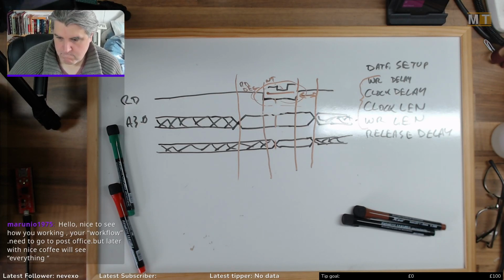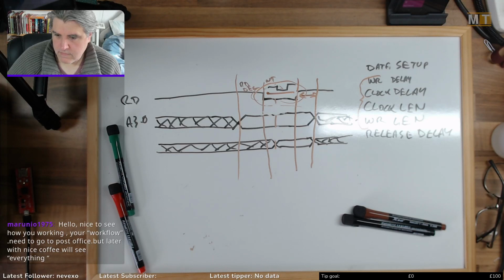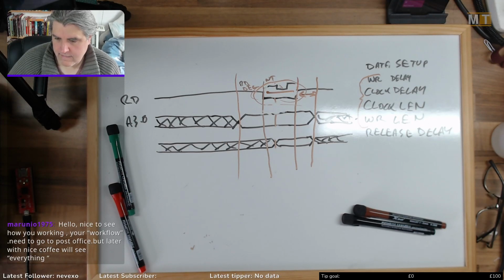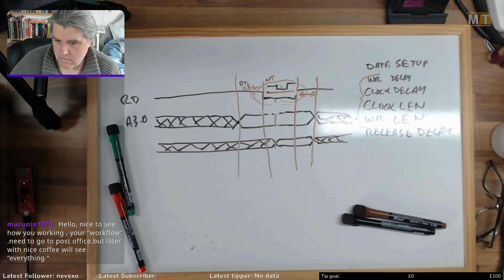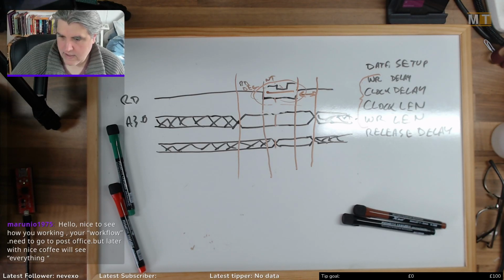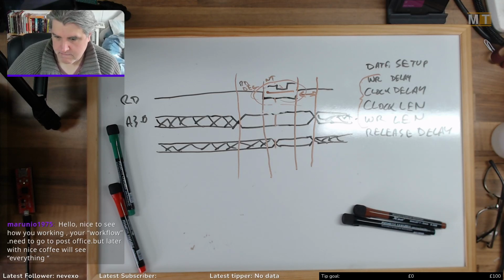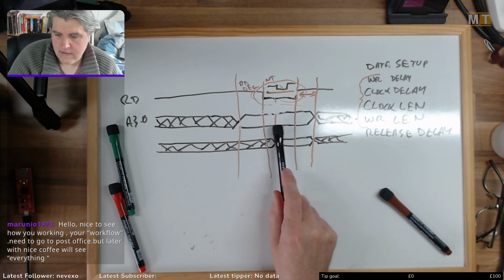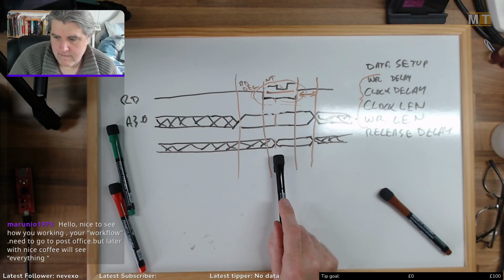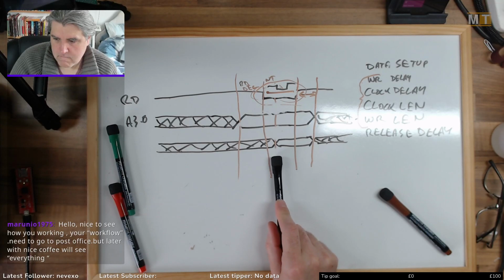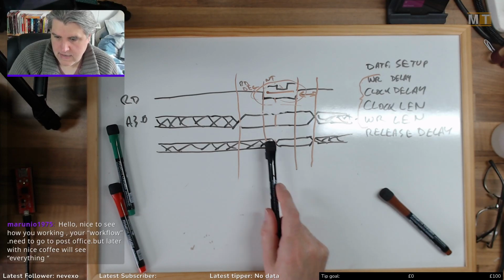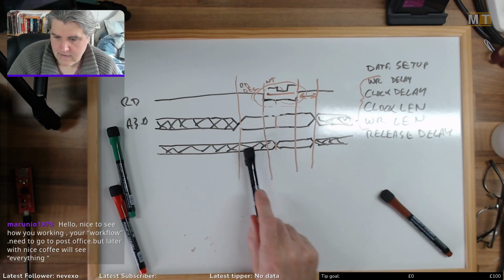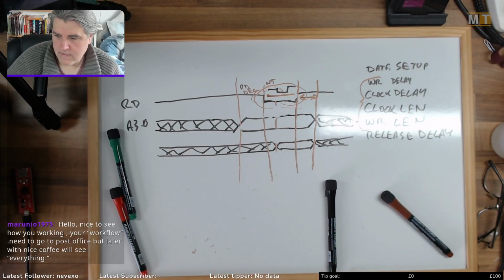And write delay is how long after the data is all finished setting up. On a write, the data setup would be where the data is settled. On a read, the setup delay would be from the address. That's where it's settled there.